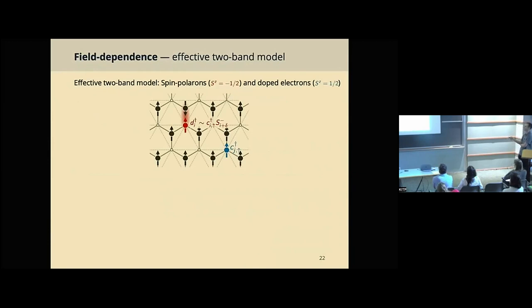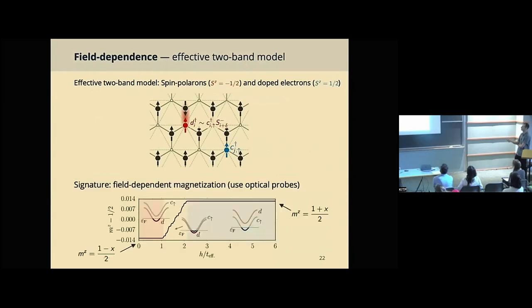So we have this ferromagnetic background, and in principle, we have two different particle types. So we can think about an effective two-band model. On the one hand, I have doped spin-up electrons, and in addition, I can also form these doped spin polarons. And at weak fields, I would expect, as I've shown earlier, that the ground state has just a finite density of spin polarons on top of this ferromagnetic order.